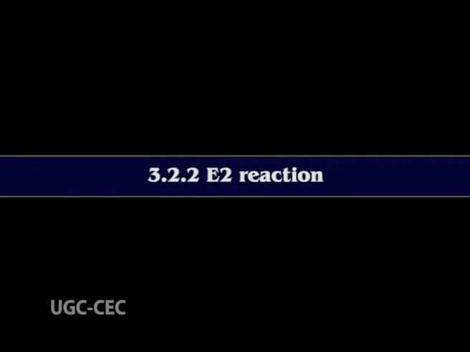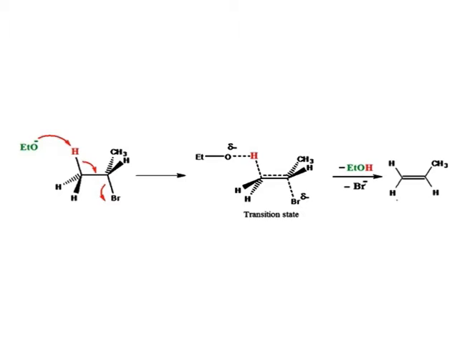Now, the second type of beta elimination reaction, E2 reaction. Here, the abbreviation E2 stands for elimination bimolecular. It obeys a second-order kinetics and the mechanism takes place in a single step in which the 2 groups depart simultaneously with the proton being pulled off by a base. Stereochemically, E2 reaction is stereospecific in nature.